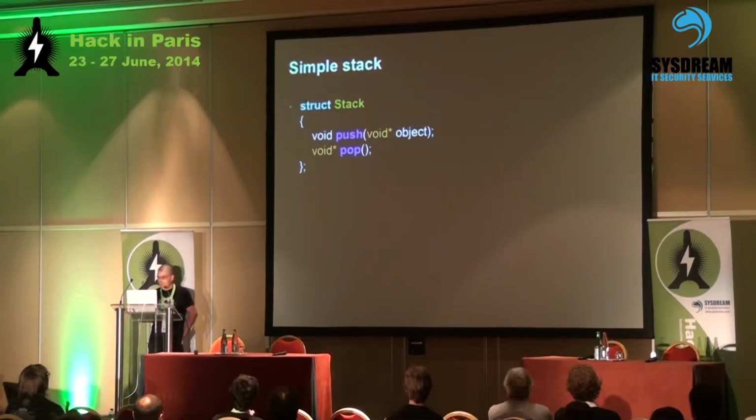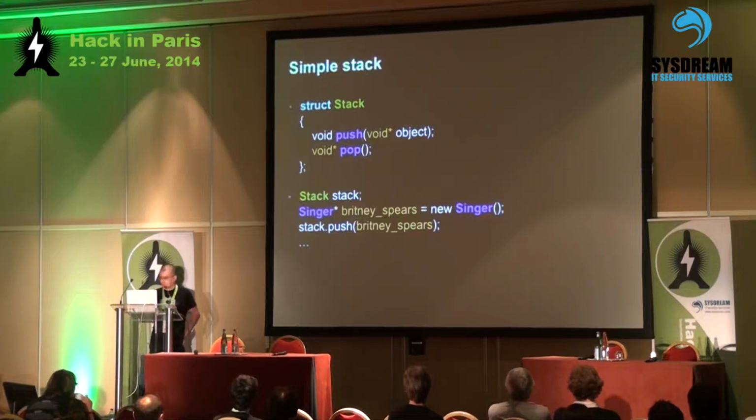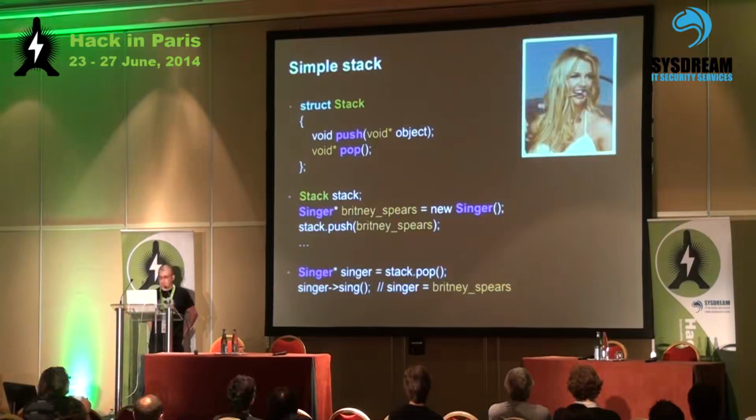And to use my stack, it's simple. For example, I instantiate a class called Singer, and I put this in a variable called Britney Spears. I can push Britney Spears on the stack, and later in my code, I can retrieve this object. I can call a method of Singer, sing, and it's working because in this case, the singer is Britney Spears.